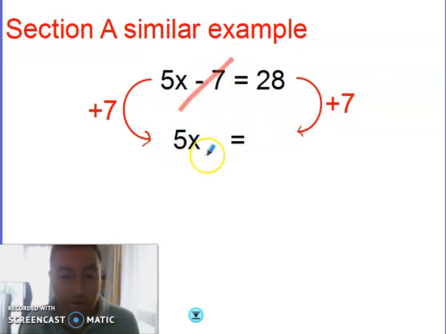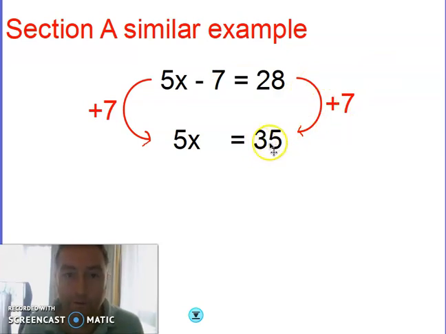And that's what happened. This side just 5x. Over here, 28 add 7, numbers add numbers, no problem. And I get 35. Now you can see this has already got a bit easier because I got rid of one of the numbers. So if 5 lots of something equals 35, then 5 times something is 35.